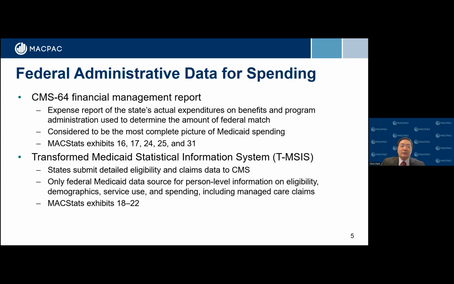T-MSIS is not directly tied to federal funds and is more of a research-oriented data set. States report detailed eligibility and claims data to CMS through T-MSIS. It is the only federal Medicaid data source for information on eligibility, demographics, service use, and spending at the person level. The next few slides provide examples of the spending analyses we have produced using these 2 data sets.